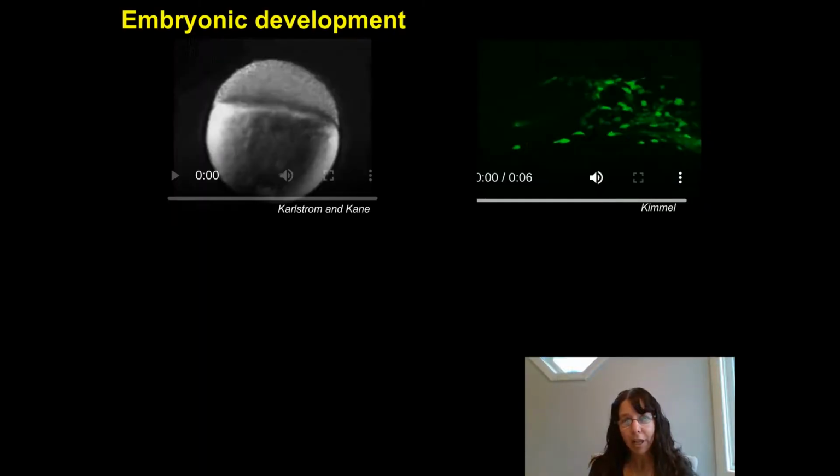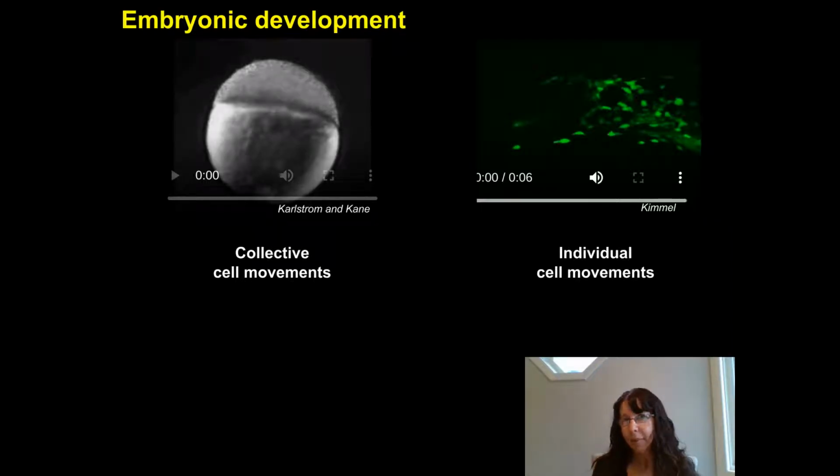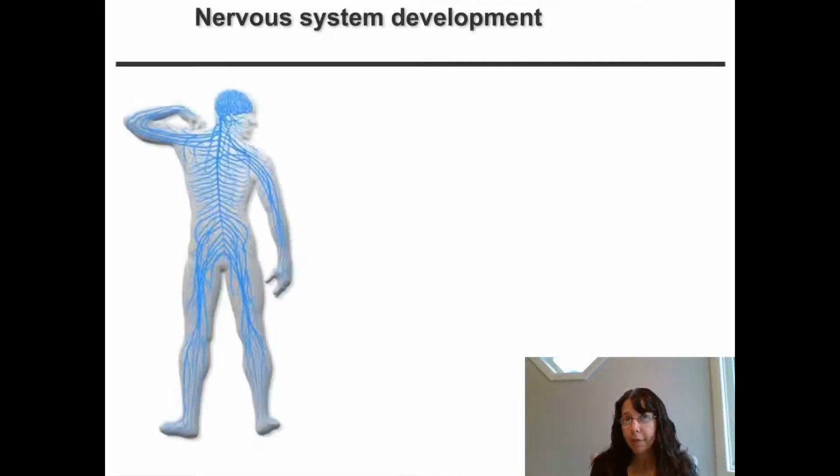Constructing the embryo involves an elaborate orchestration of both collective and individual cell movements. Many different cell types have to migrate over a complex embryonic terrain to get to where they need to be for proper tissue assembly and organ formation. The developing nervous system is where most of my lab's research has been focused.